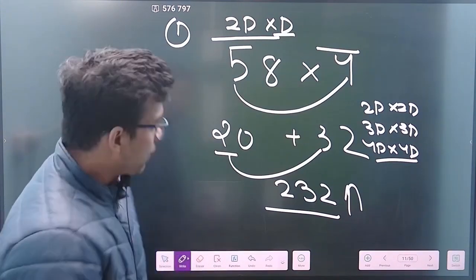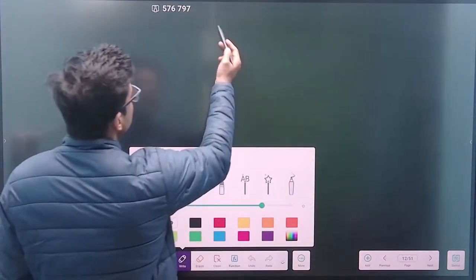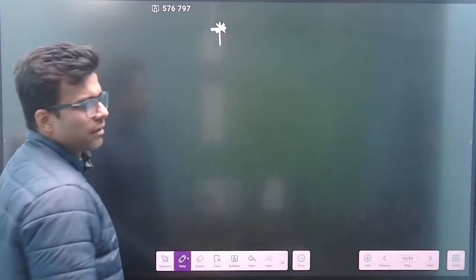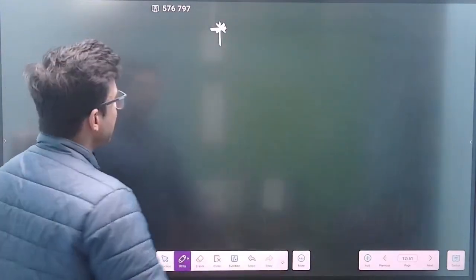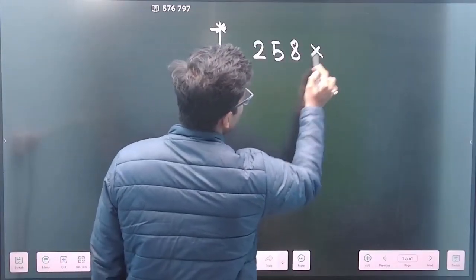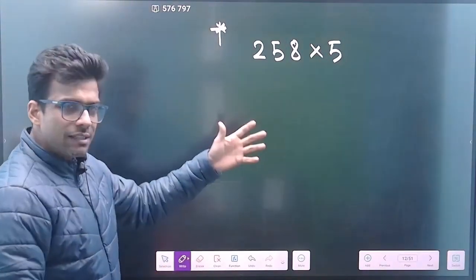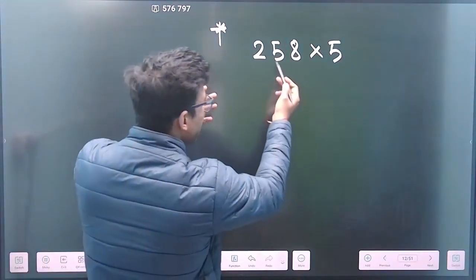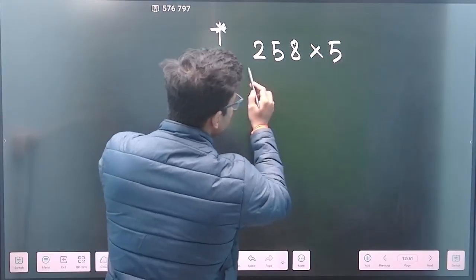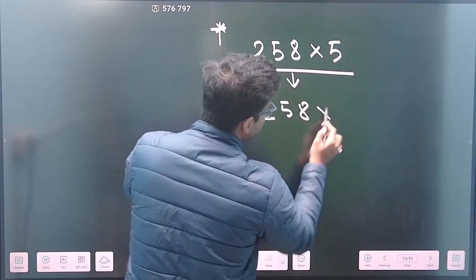Okay, fine. Now let's understand two more things, how your calculation becomes easy. Basically, if I say 258 is multiplied with 5, what is the thinking process that you should know when you multiply such numbers? I will not multiply this 258 into 5. Rather, I'll multiply 258 with 10 by 2, correct?